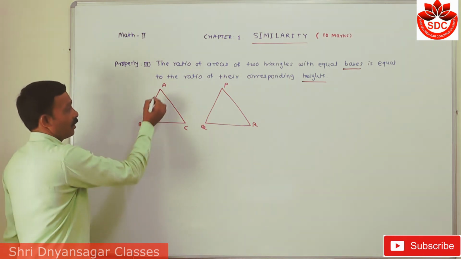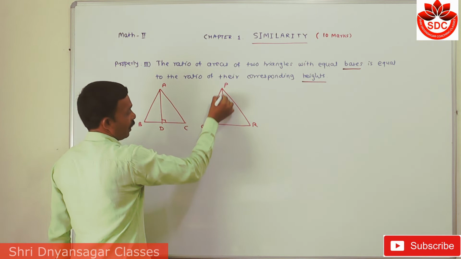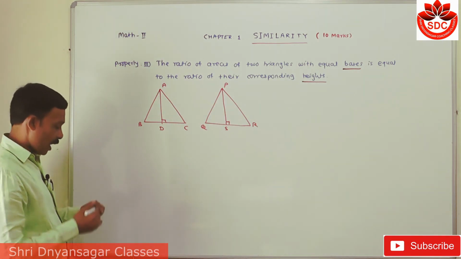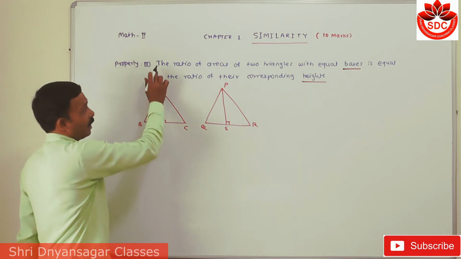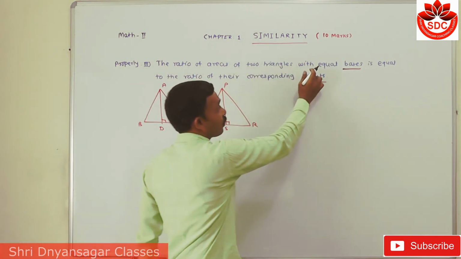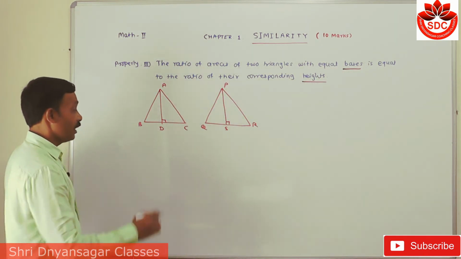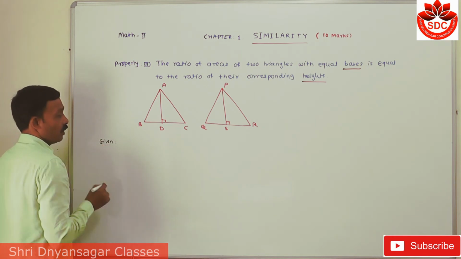Now here the height is AD, base is BC. Here the height is PS, base is QR. Now by using this figure we write the given. Look at this sentence: the ratio of areas of two triangles with equal bases. With equal bases means that there are two triangles. So in the given, which two triangles are here?